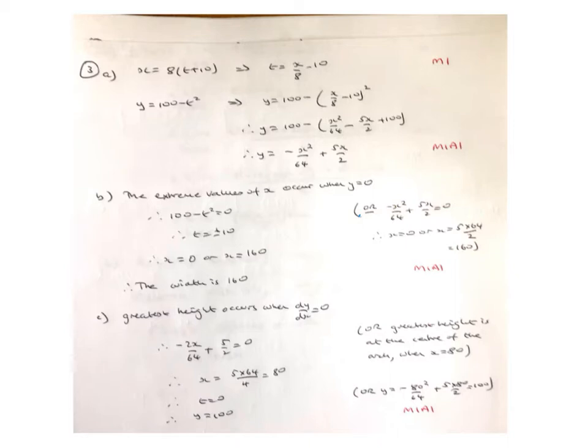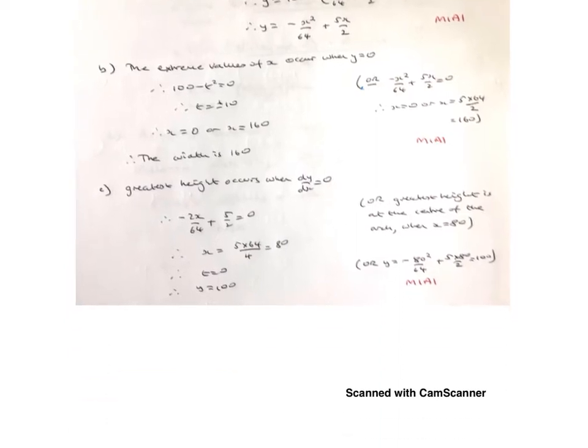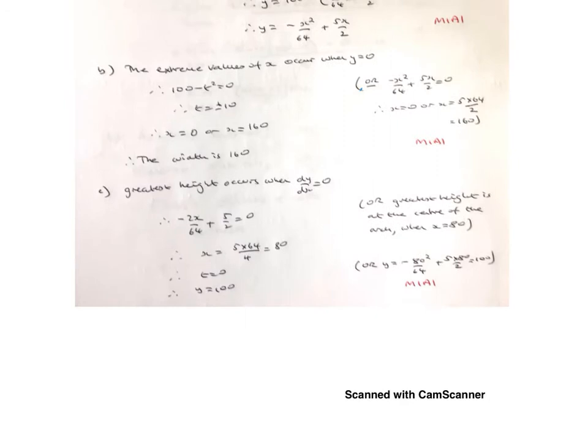So let's differentiate the expression for y here, put it equal to 0, solve the expression, and we get y is 100, which is the greatest height.